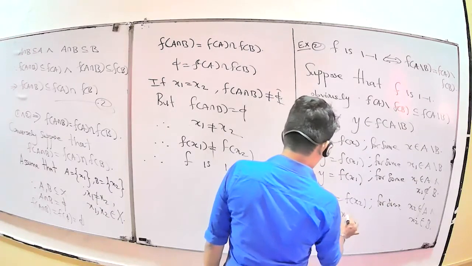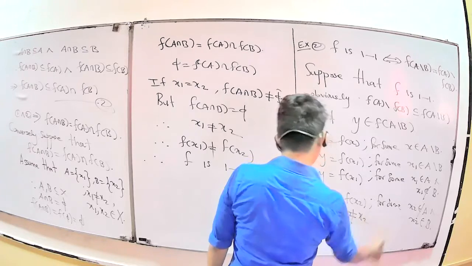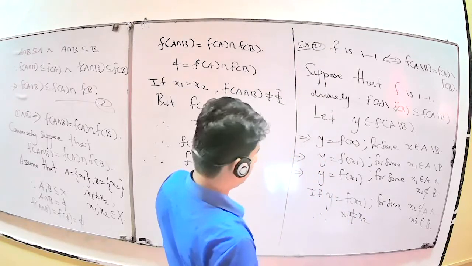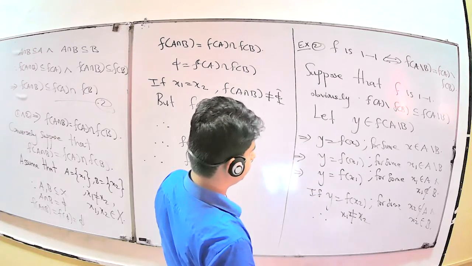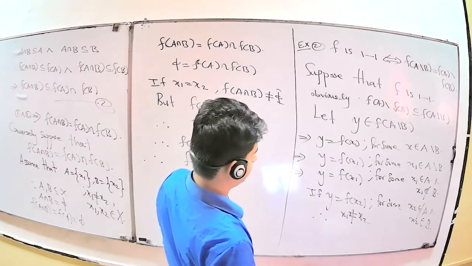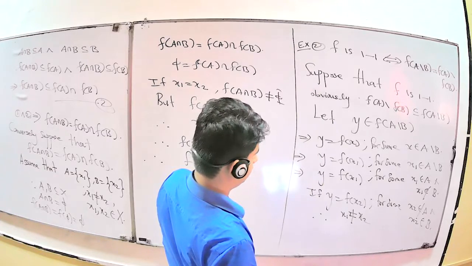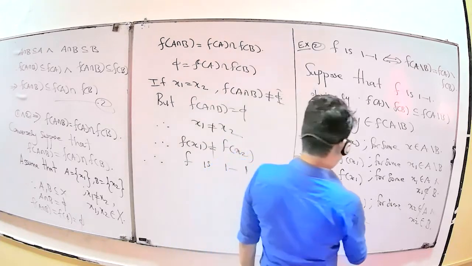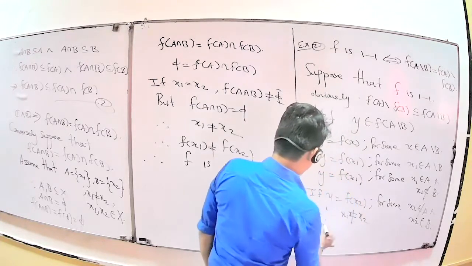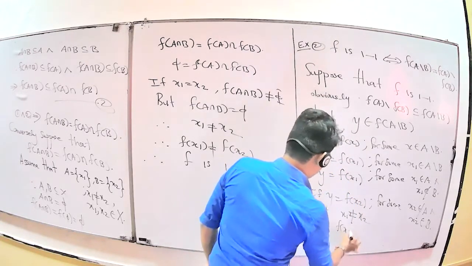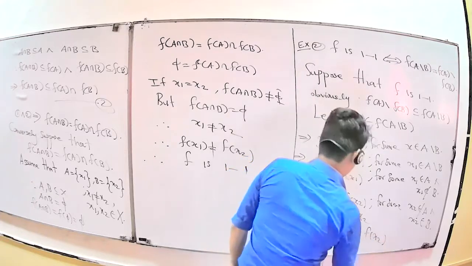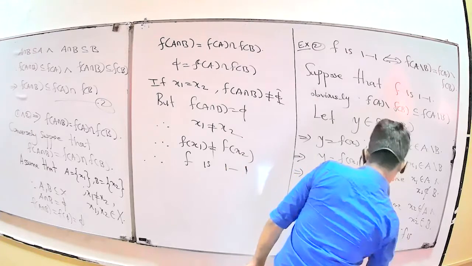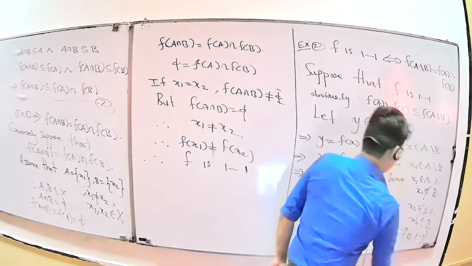Therefore, x1 not equal to x2. Okay, x1 not equal to x2. Now you want to show that x1 not equal to x2 means f of x1 not equal to f of x2, because f is 1 to 1.